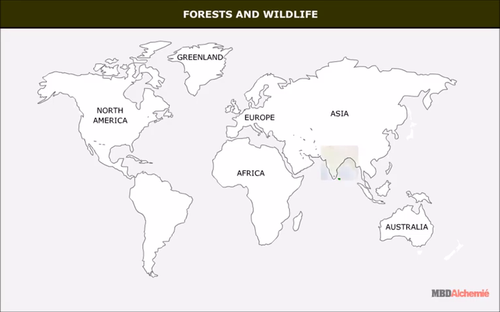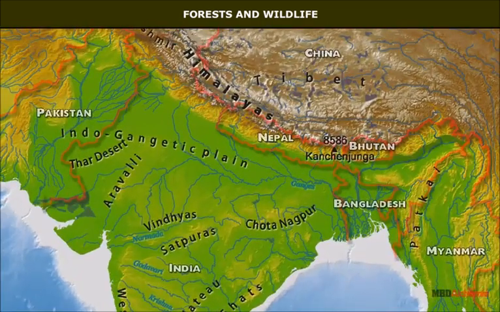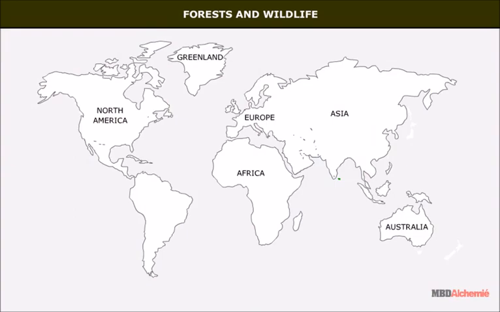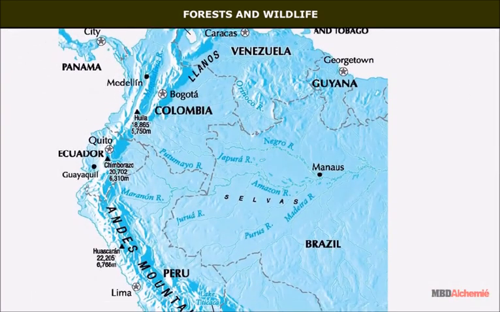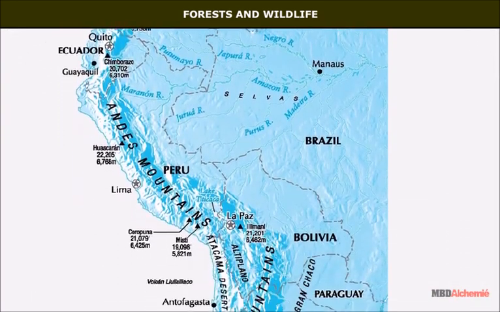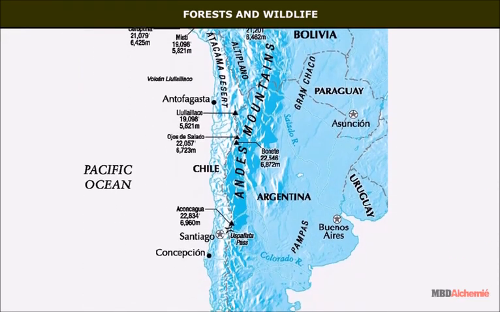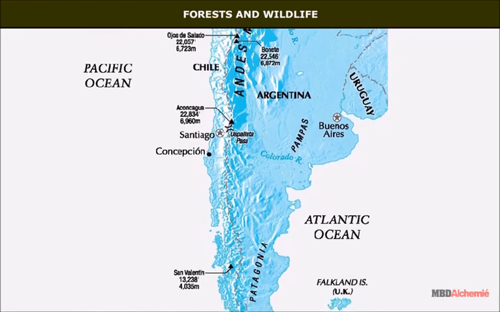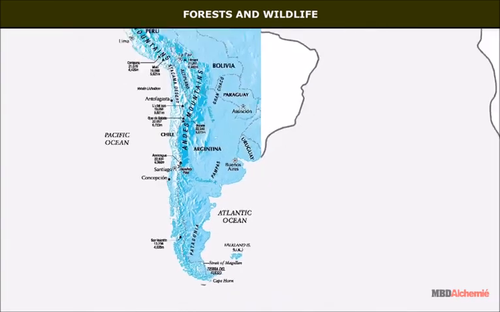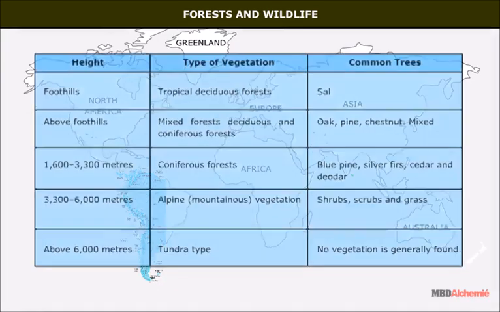Montane vegetation. Vegetation pertaining to mountain regions such as the Himalayas and Andes is called montane or mountain vegetation. It varies with height or altitude. The same vegetation types that we have studied in latitudinal zones are repeated in altitudinal zones as seen in the table below.